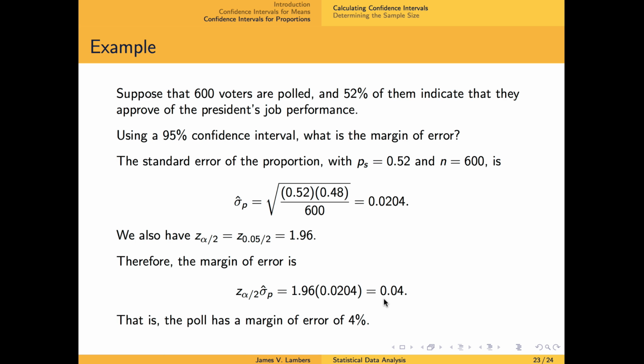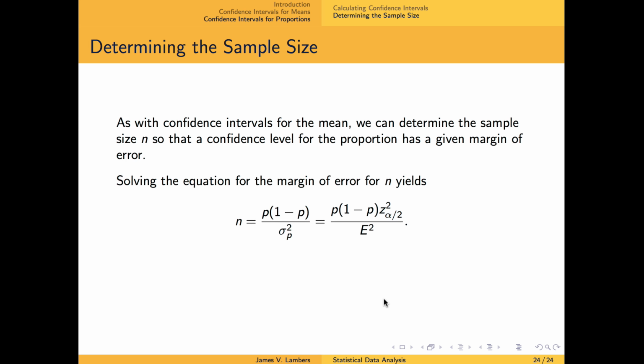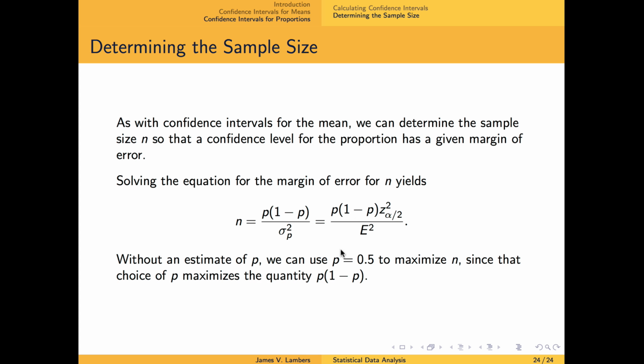We can use a given margin of error to obtain an appropriate sample size, just as we did for the mean. We rearrange a formula for the margin of error to solve for n, which gives us this formula here. However, if p is unknown and we don't have an estimate for p prior to taking a sample, we can just use p equals 0.5, because that value of p maximizes the value of the expression p times 1 minus p, thus giving us a conservative estimate of a necessary sample size.